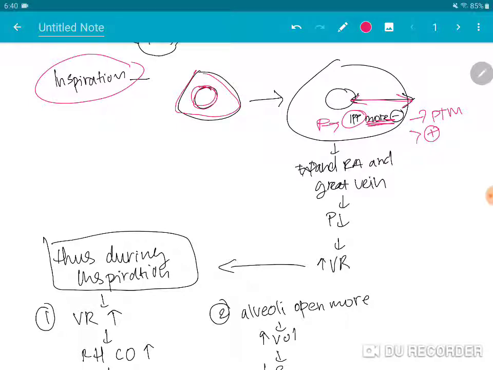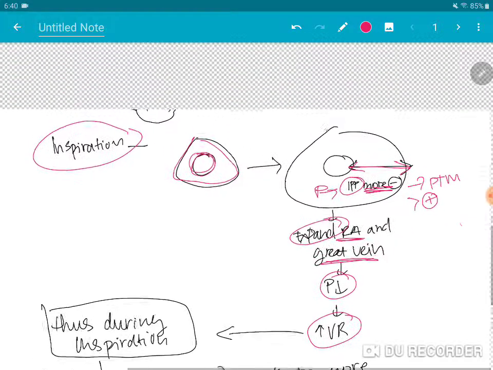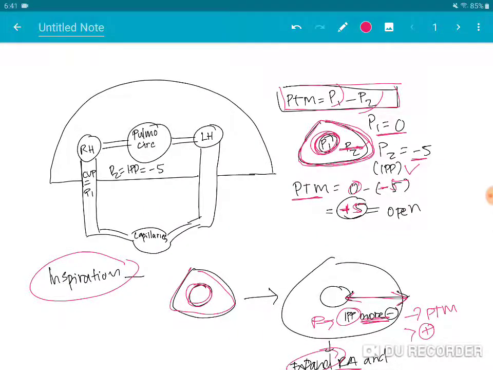Have more positive value. So the structures inside the chest wall, for example the right atrium and the great vein, will expand. Okay, when the structure expands, the pressure will go down. When pressure goes down, the venous return to the right atrium will go up. We can see the diagram here.